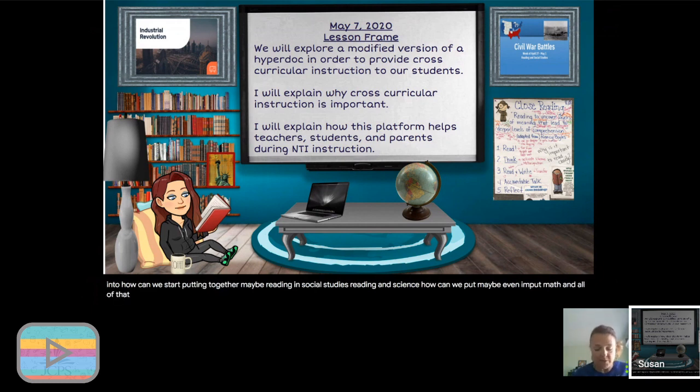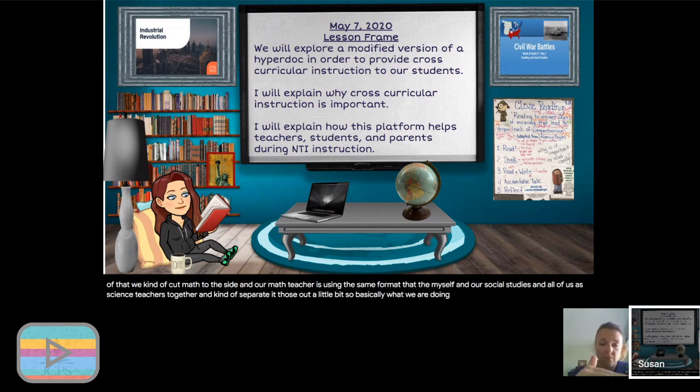We kind of put math to the side, and our math teacher is using the same format that myself and our social studies and all of us as science teachers together used, and kind of separated those out a little bit. So basically what we are doing is really what Susan just showed you in her format of all of the tasks for the entire week are in one slides document.